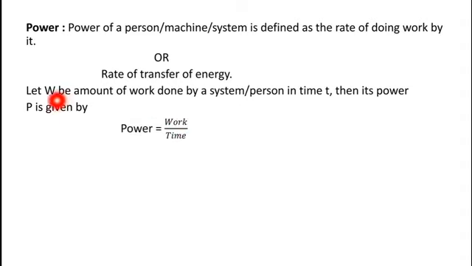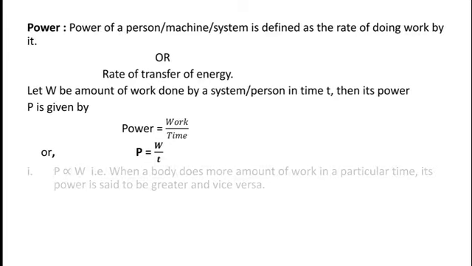Here the work is W and the time taken to do that work is small t. So we can represent power, capital P, equal to capital W divided by small t. So this is the general formula for power. Now from this expression it is clear that power is directly proportional to the amount of work and inversely proportional to the time required to do that work.